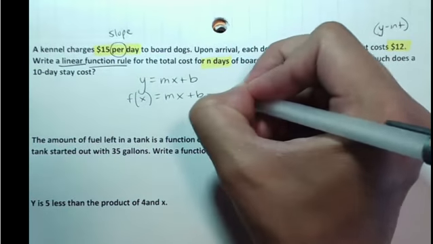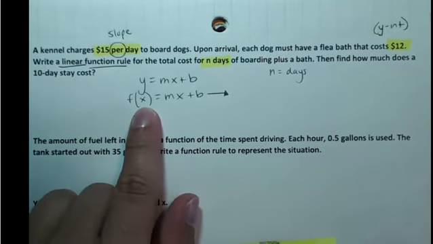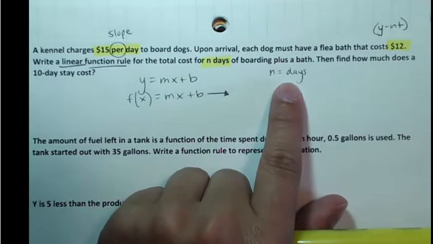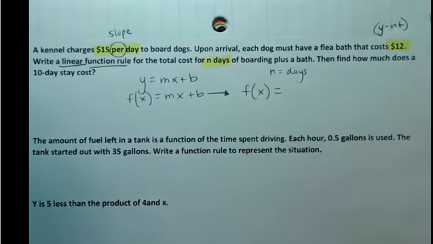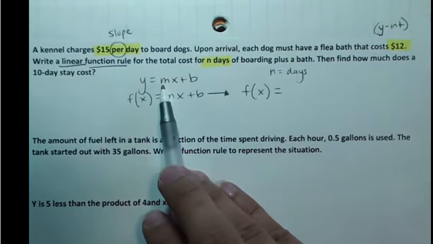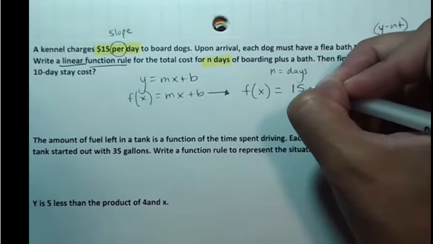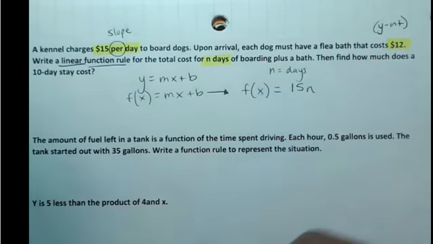So let's start by writing the function rule. Again, we know it's a linear function rule, so it's f of x is equal to mx plus b, and they use n for days. So to write this out, I have f of x is equal to, again, my m represents my slope, so how much is it per day? It'd be $15 per day, so 15n. Actually, I should probably change this to n, shouldn't I? I'm going to wipe that out, because that's what we want to find. We want to find the amount of days.